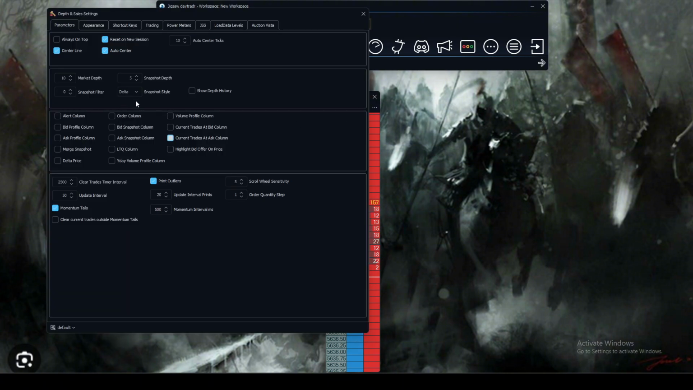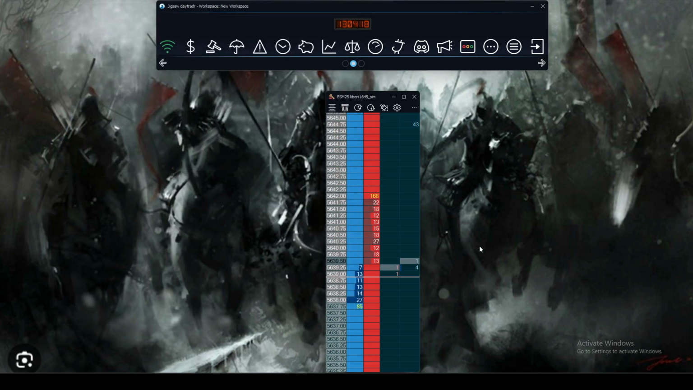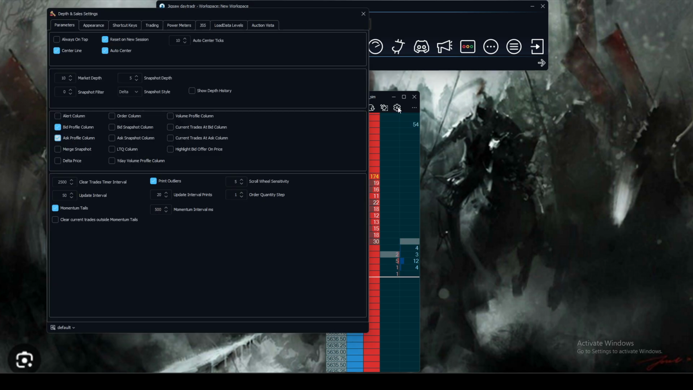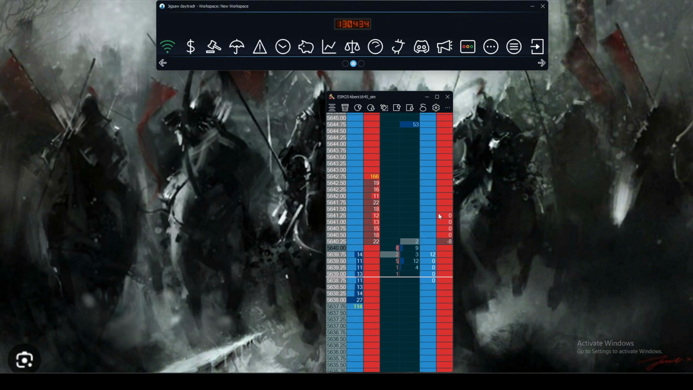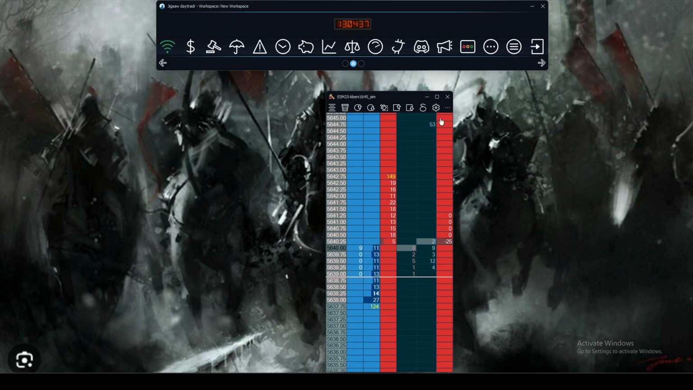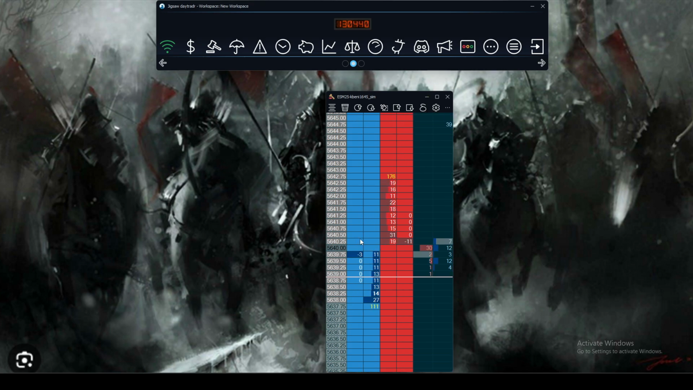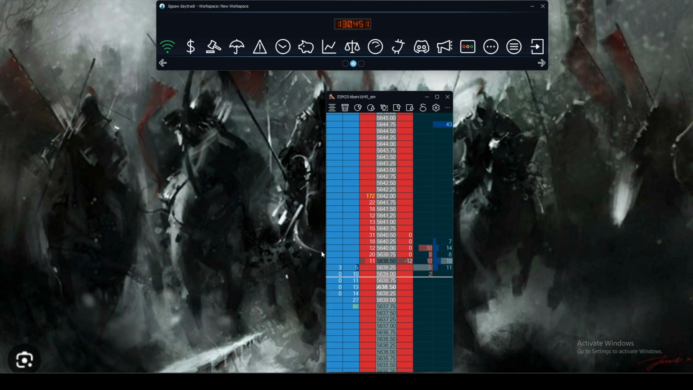So now I'm going to add the bid profile column and the ask profile column. And what this shows us are the orders that came in at the current price level that are divided by the sells and the buys. And here we got the ask snapshot column and the bid snapshot column. So what this shows us, in real time, is the pulling and the adding into the bids. So at this price we can see people adding and subtracting orders.